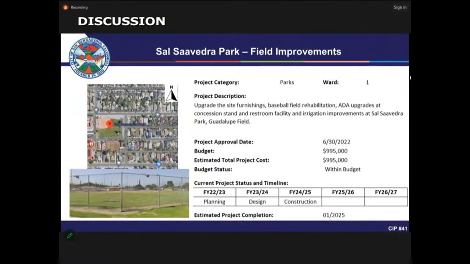The next project is Salsavidra Park field improvements at Guadalupe Field. The proposed improvements include upgrading the site furnishings, baseball field rehabilitation, ADA upgrades at the restroom facility, and irrigation improvements at Salsavidra Park Guadalupe Field. This project is funded by county ARPA funds. Total funding is approximately $995,000. We are currently in design phase. Design procurement is completed, so we are starting the design phase, and the anticipated completion for the total project is January 2025.